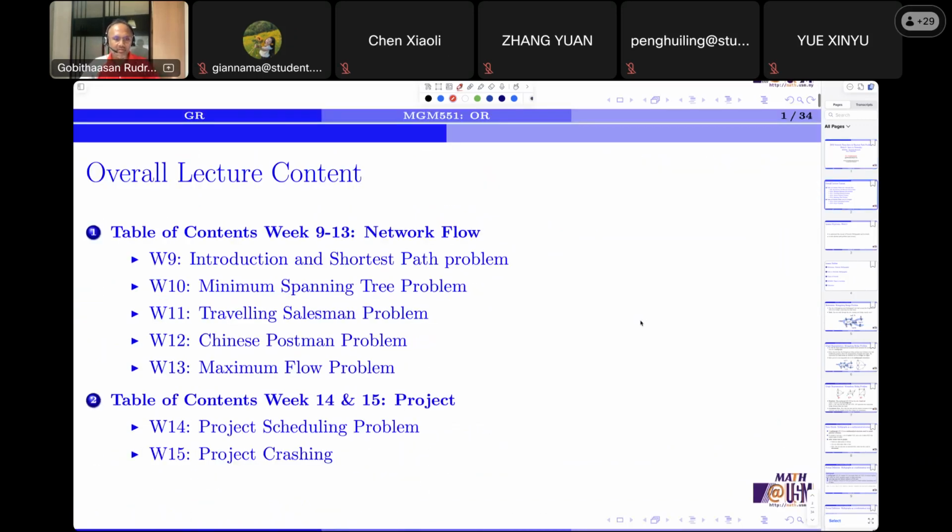In total, this is how it's going to be for week 9 until week 15. Today it's about Introduction to Networks, and then tomorrow I would talk about the shortest path problem, and then we have the minimum spanning tree, the traveling salesman problem, the Chinese postman problem, maximum flow, and then finally project scheduling and crashing. That would be the content that I'm going to teach.